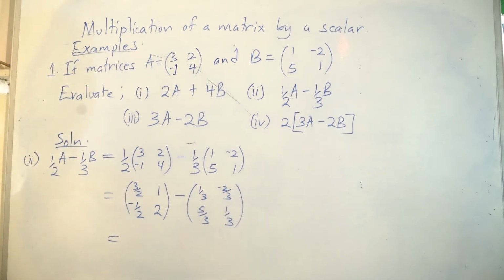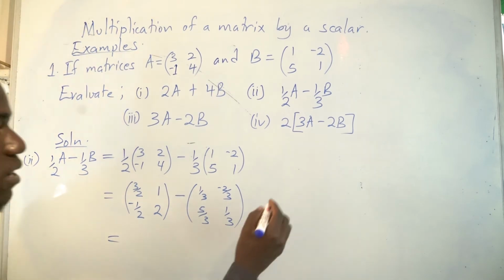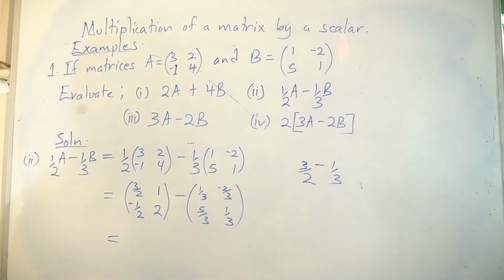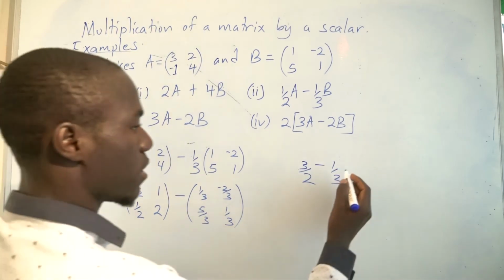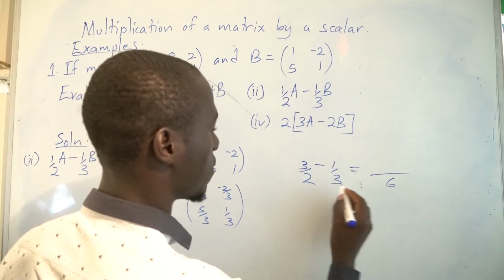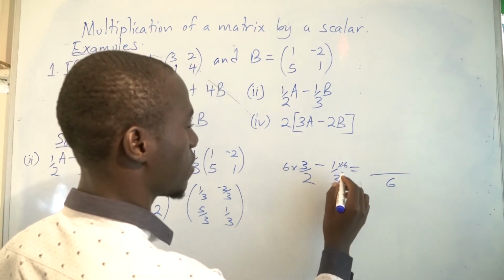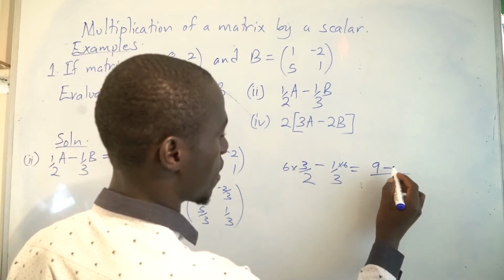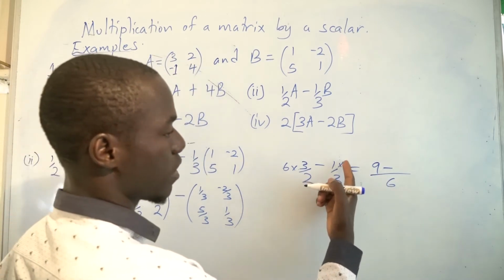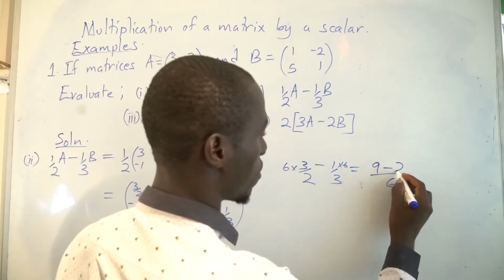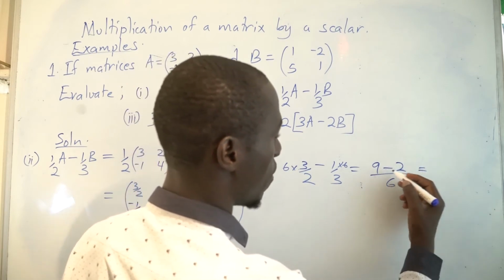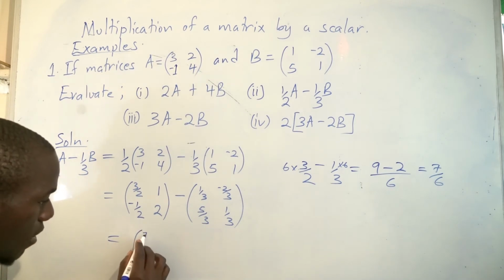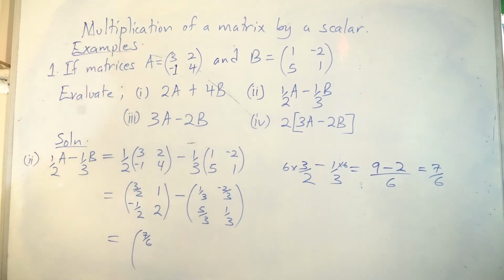Then I add, now these are fractions, 3 all over 2 minus the corresponding element there, which is a third. Then the LCM is 6. So 2 goes into 6 3 times, 3 times 3, that is the 9. Then minus, 3 goes into 6 twice, 2 times 1, I get a 2. So in the numerator, when I subtract, that is a 7 all over 6. So my first answer there, 7 all over 6.